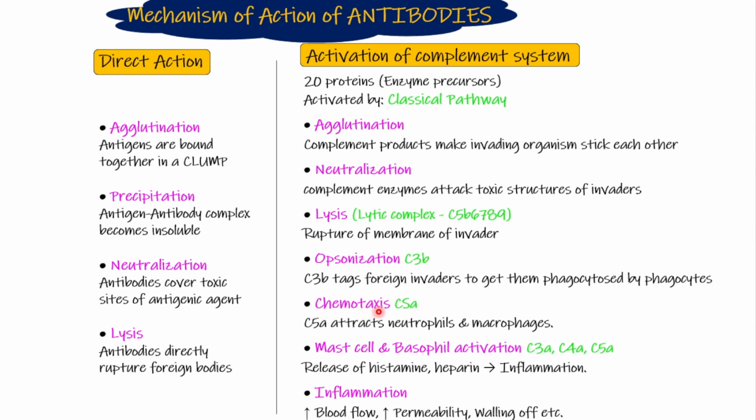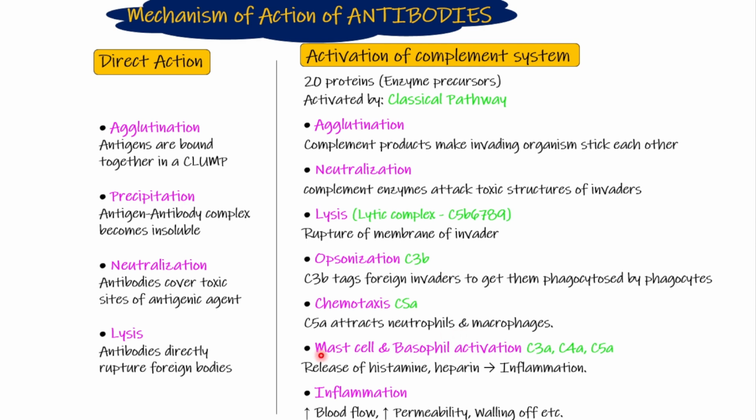Then we have chemotaxis. Chemotaxis is very necessary for the neutrophils and macrophages, because by chemotaxis, these are attracted to the site of the infection. So chemotaxis is done by C5a, which will attract the neutrophils and macrophages to the site of infection.